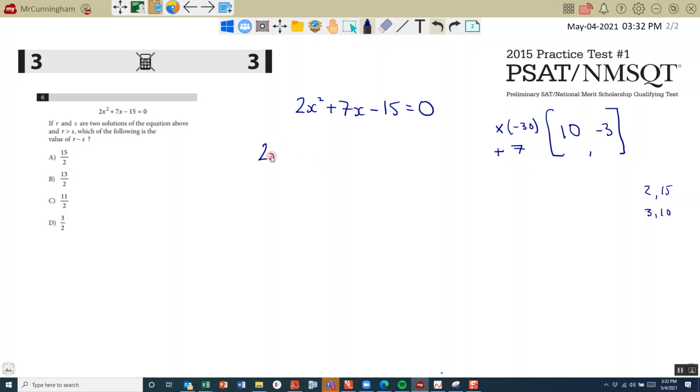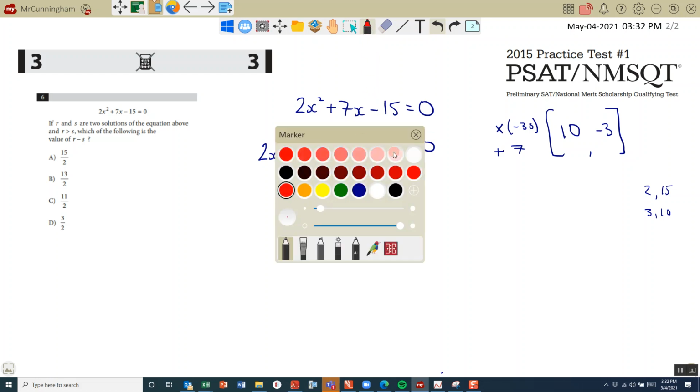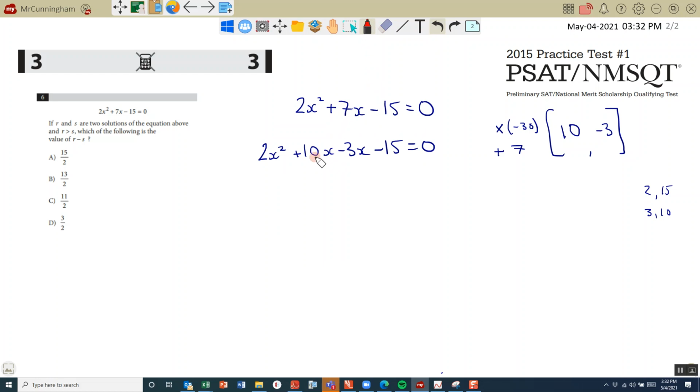So I'm going to substitute these in. Instead of writing 7x, I'm going to write 10x take away 3x. Okay, these two equations are exactly the same. I've just written the 7x as 10x take away 3x. That's me splitting my term.